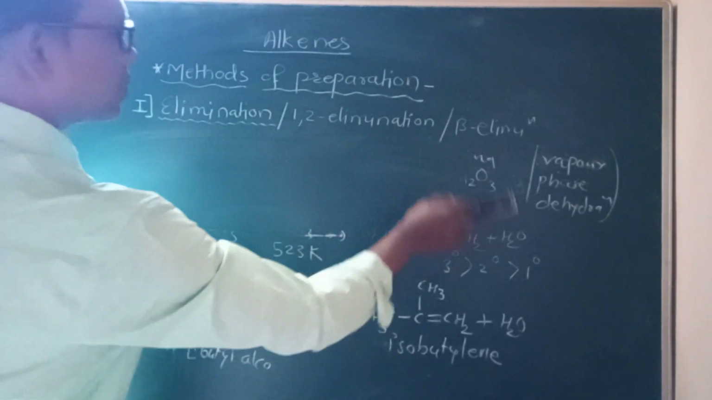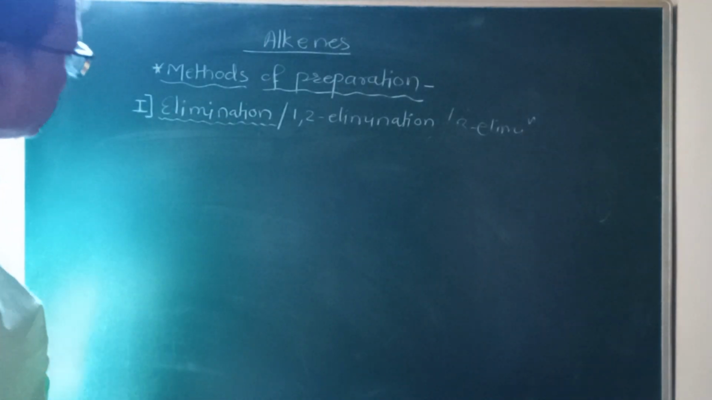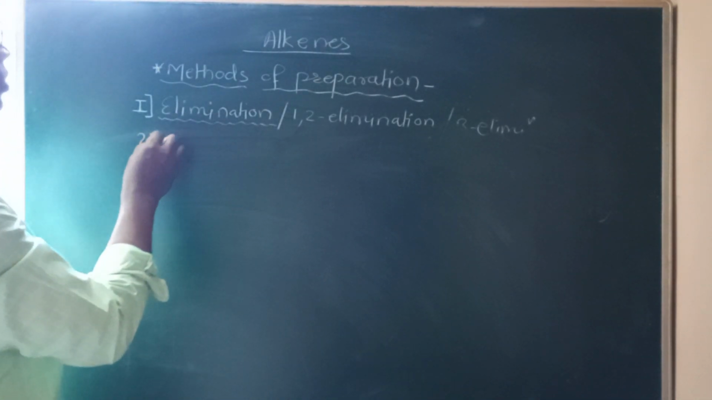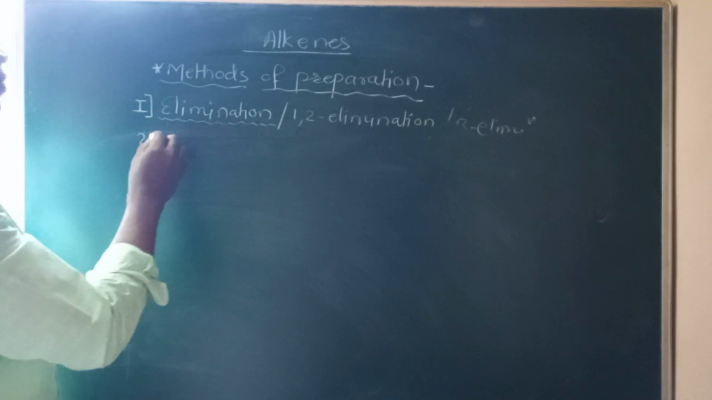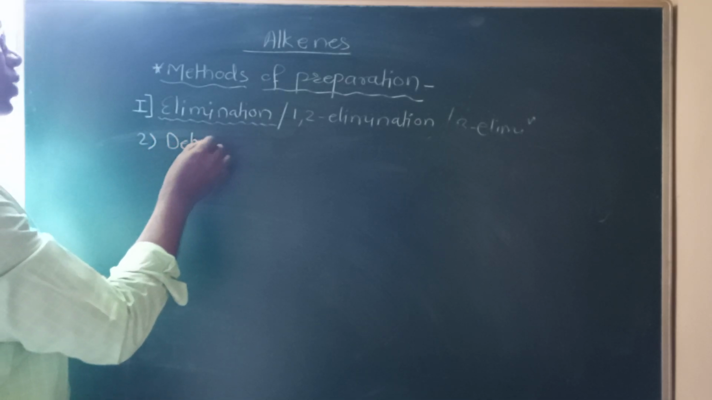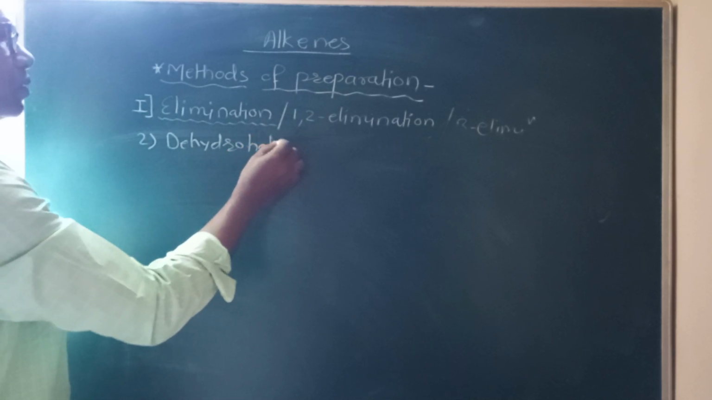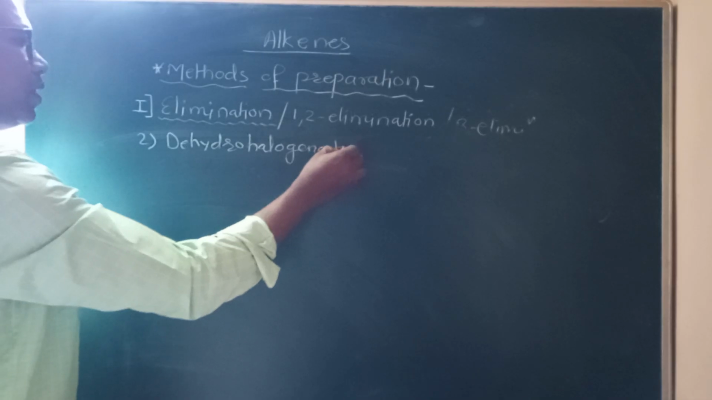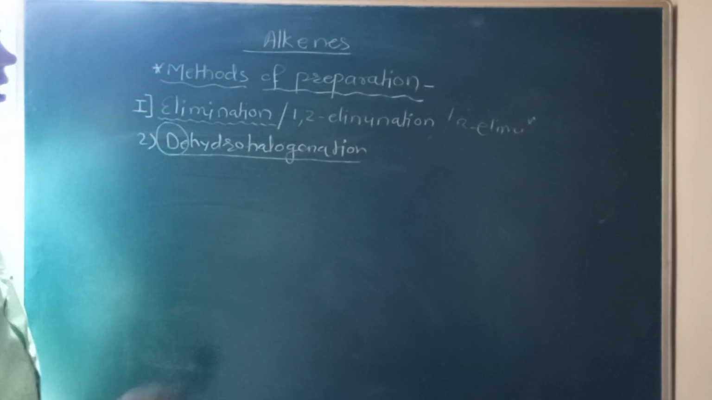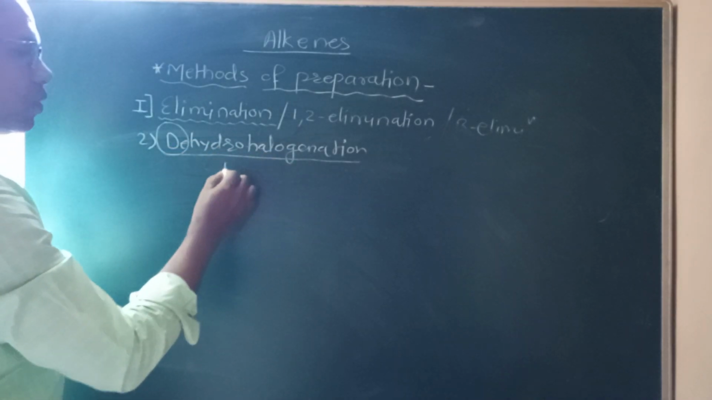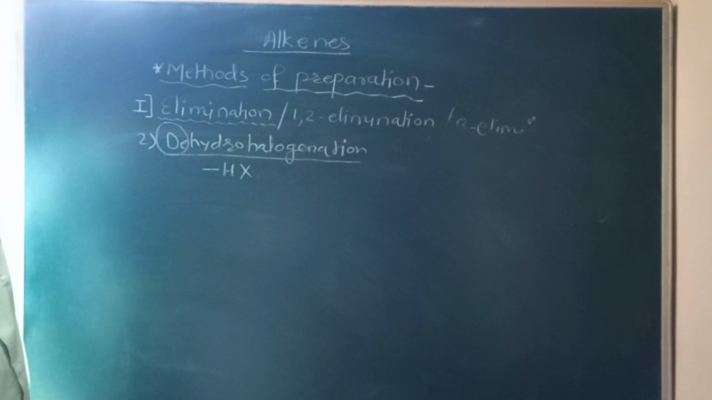Now let's see the second elimination method of preparation of alkene, method number 2. This is the second reaction. This reaction is called the dehydrohalogenation reaction. Here D stands for loss, removal, elimination, of hydrogen as well as halogen. So minus HX. It's a dehydrohalogenation reaction.